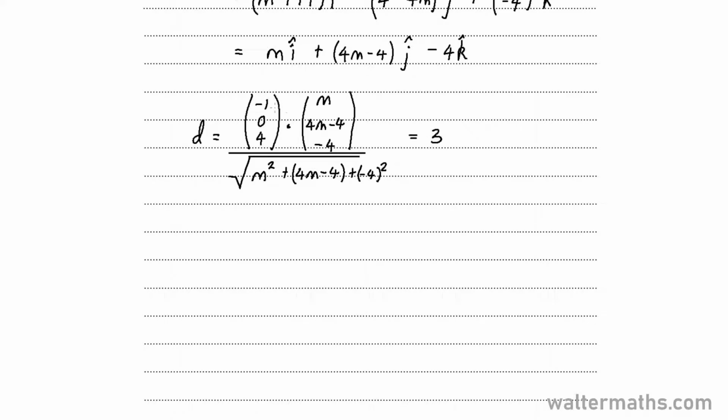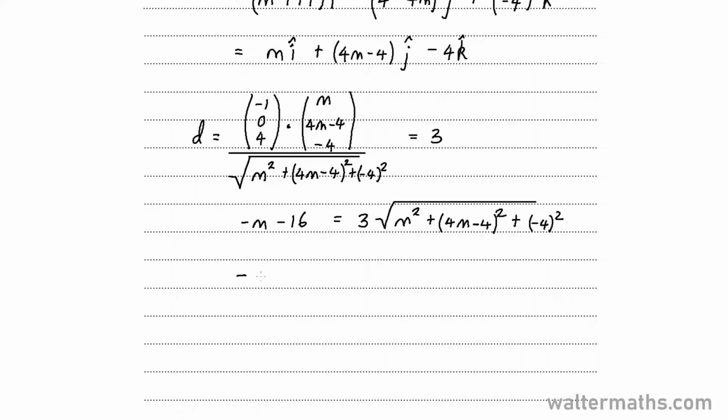So for the dot product here, we're going to multiply minus 1 times M to get minus M, and 0 times 4M minus 4, so that's 0. Then 4 times minus 4 is minus 16. And for the denominator here, we're going to multiply it to both sides, which means it will come on the right side, and we'll be having 3 of the square root of M squared plus, so we're supposed to have a squared here. I think we left it out. So that's plus 4M minus 4 squared, and that's plus minus 4 squared.